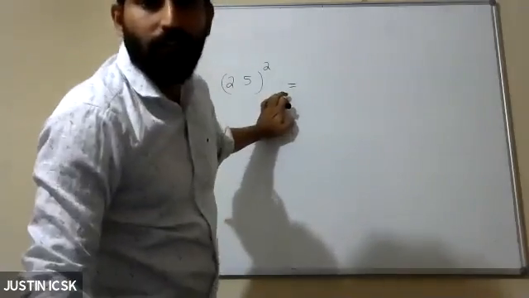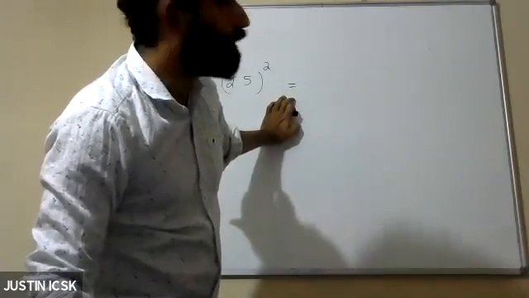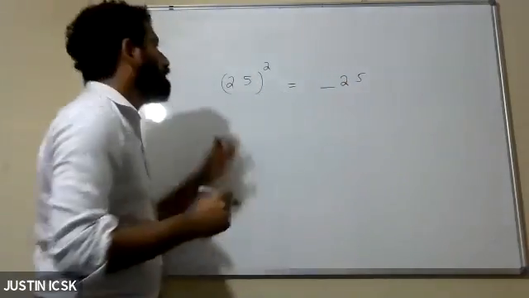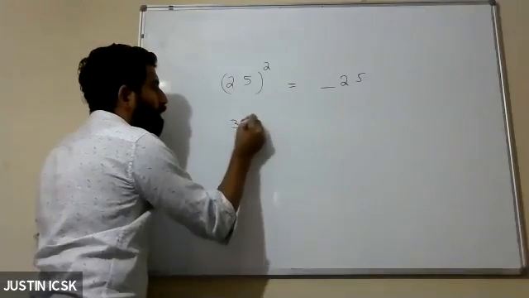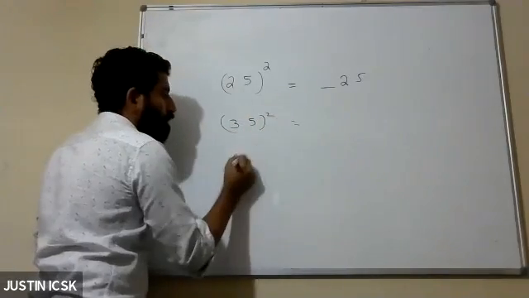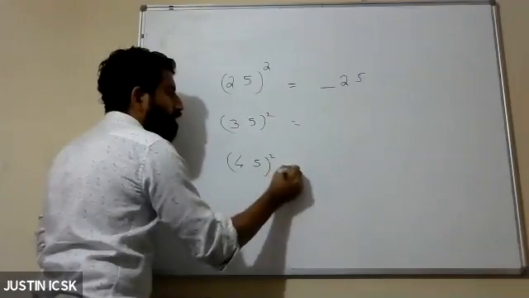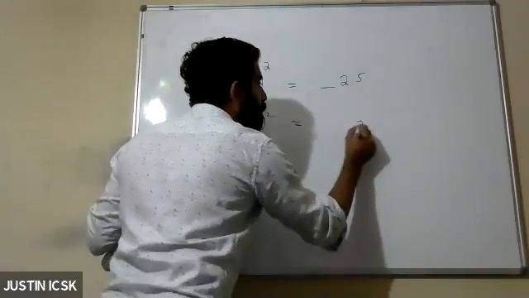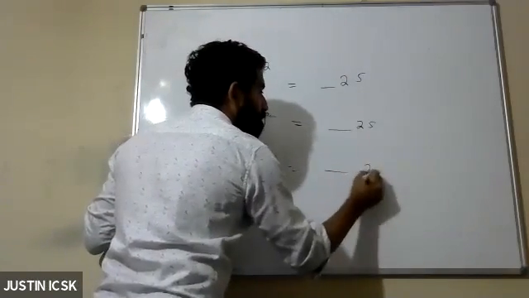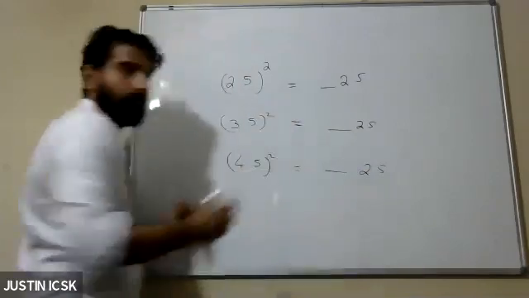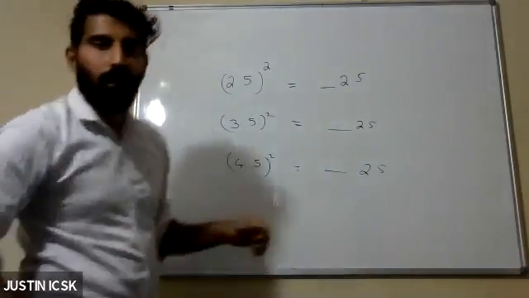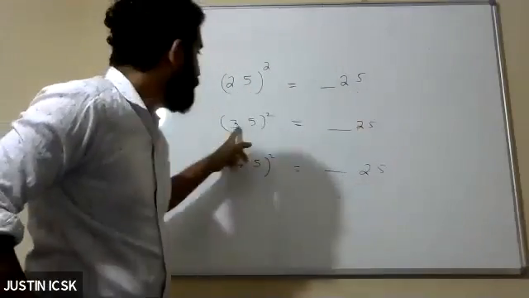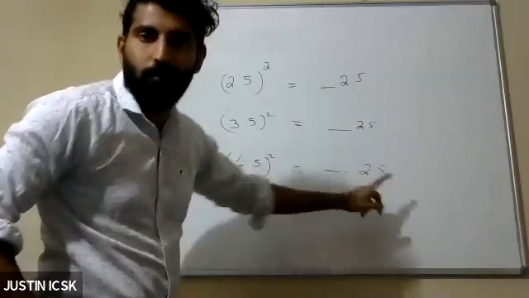Whatever the squares that end with 5, the last two digits will be 25. Suppose 25 square, 35 square, 45 square. Whatever the number we are taking the square of, the last two digits will be 25. There is no change. Here also the last two digits will be 25.